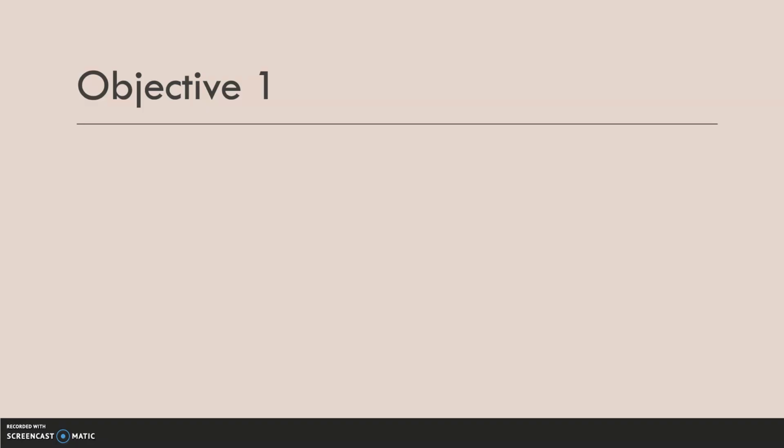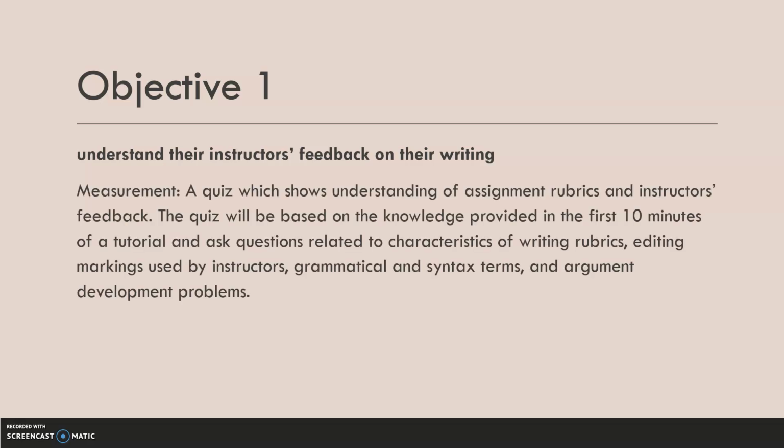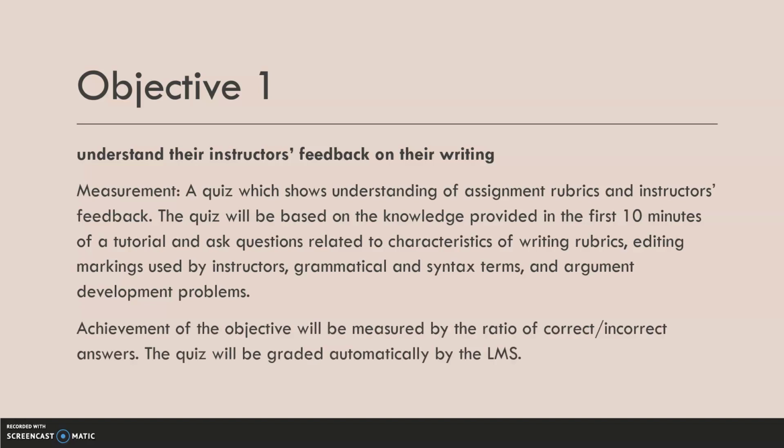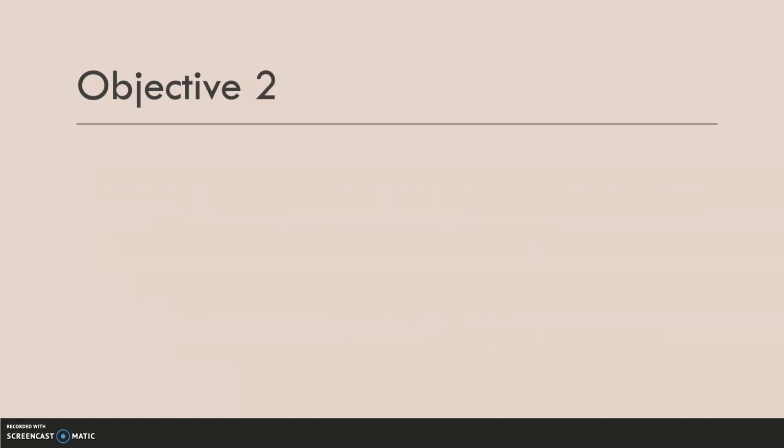The tutorial has 3 objectives. The first objective is to understand instructors' feedback on students' writing. This objective will be evaluated using the first quiz, which is based on the first 10 minutes of the tutorial. So it is a quiz that asks students about what a rubric is, how to understand a rubric, how to understand editing markings, and the terms that instructors use. This quiz will be graded automatically by the learning management system.